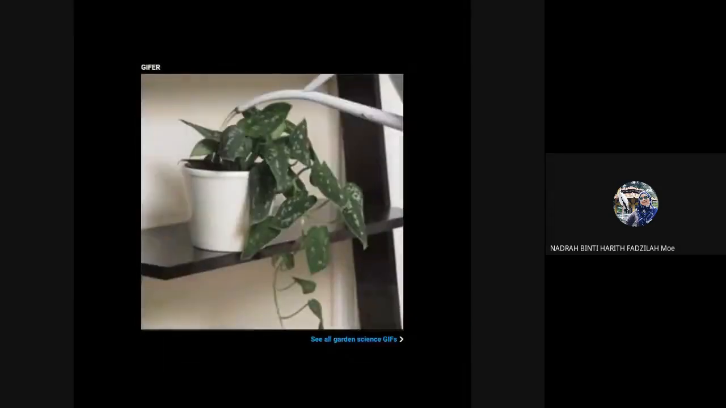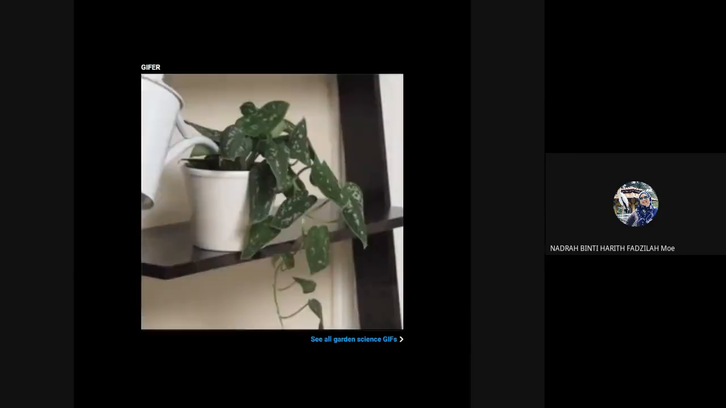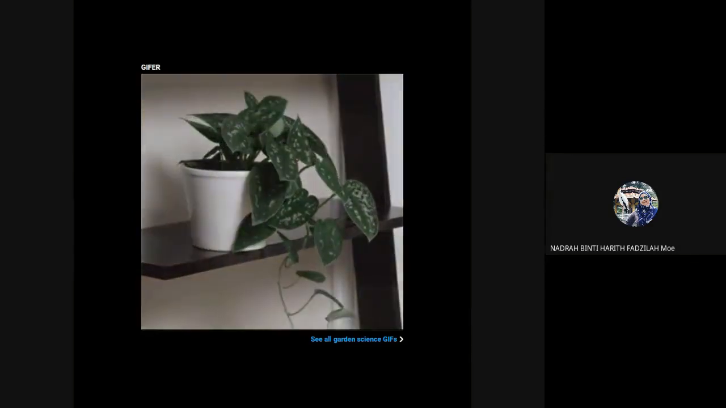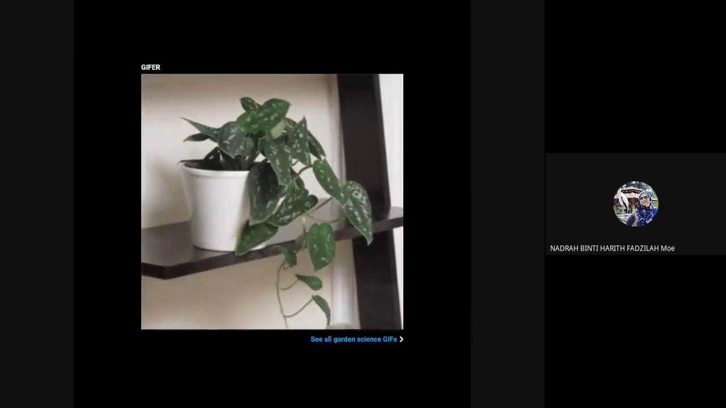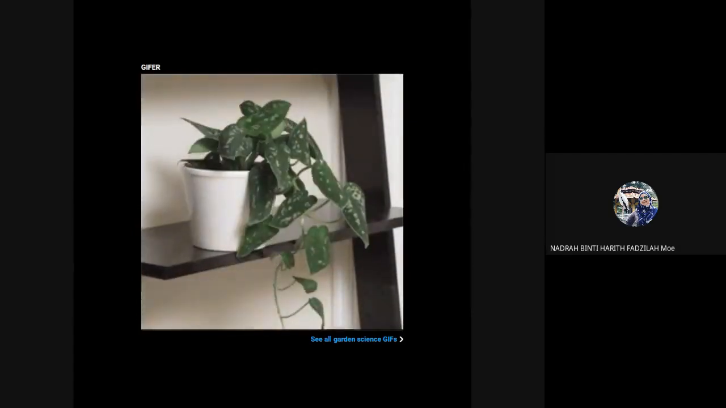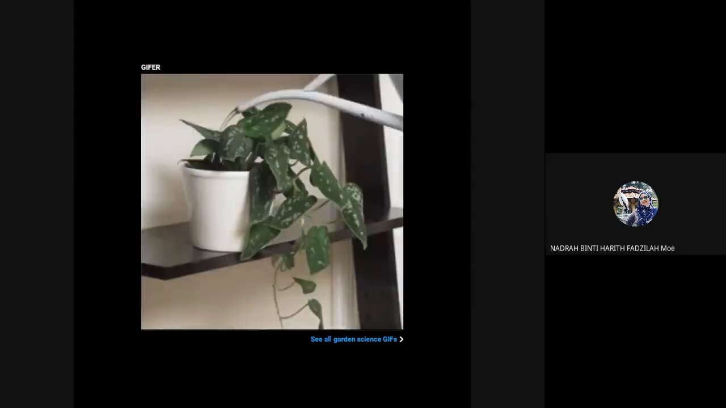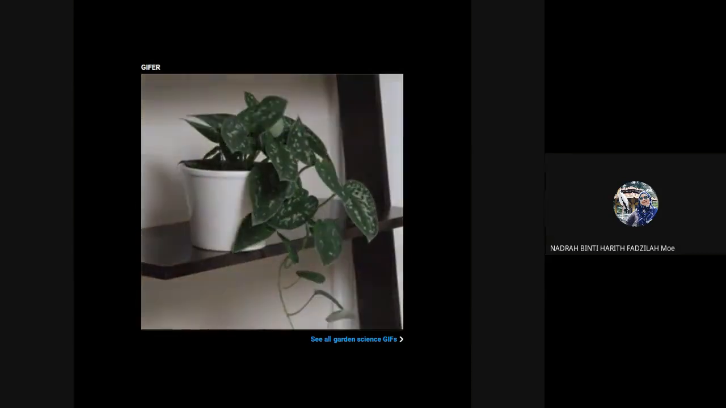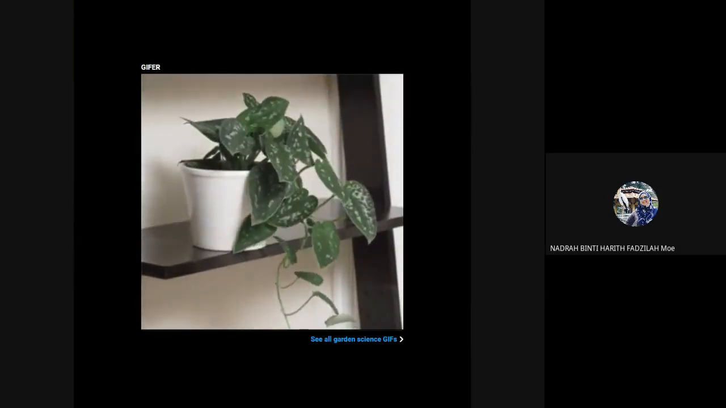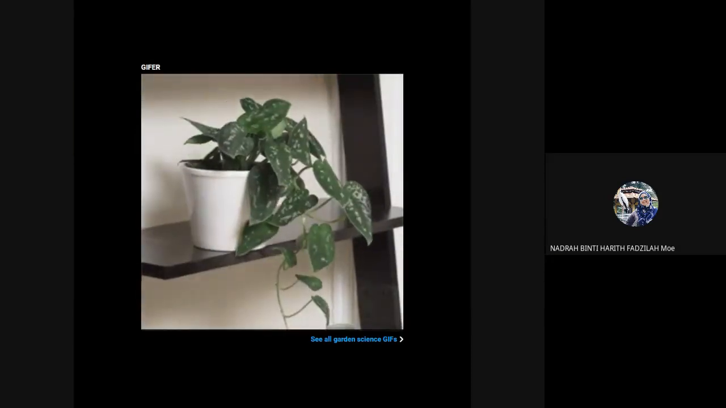Okay, so please refer to your Google Meet right now. Sebenarnya gambar tu bergerak ya. So we can actually see the difference before and after the plant is watered. So using the concept of osmosis, can you explain how the changes in the house plant occurs? This is a 3 marks question. Soalan ni adalah 3 markah.